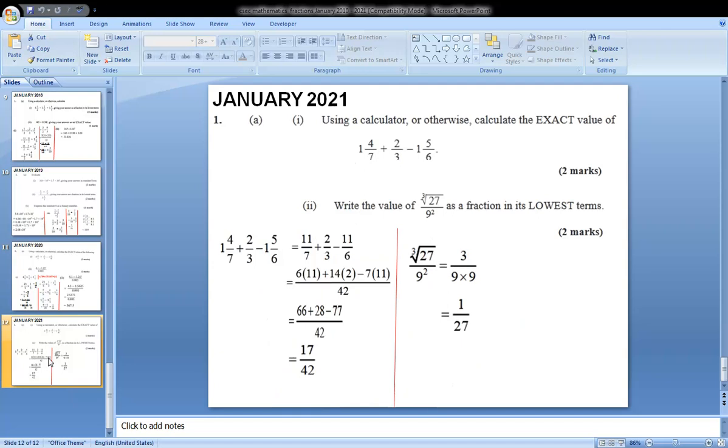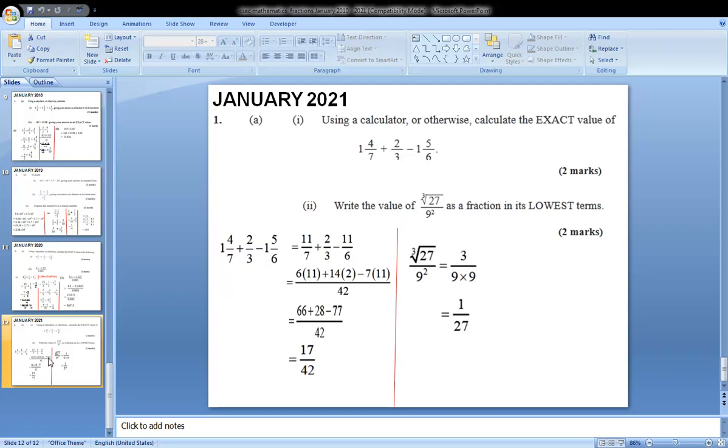The first part says, using a calculator or otherwise, calculate the exact value of 1 4/7, add it to 2/3, then subtract from 1 5/6. Change our mixed fractions to improper fractions. That is equal to 11/7 plus 2/3 subtract 11/6. You could have worked out 11/7 plus 2/3 first, and then subtract it from 11/6.